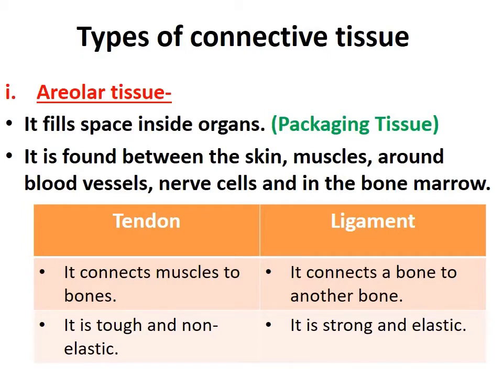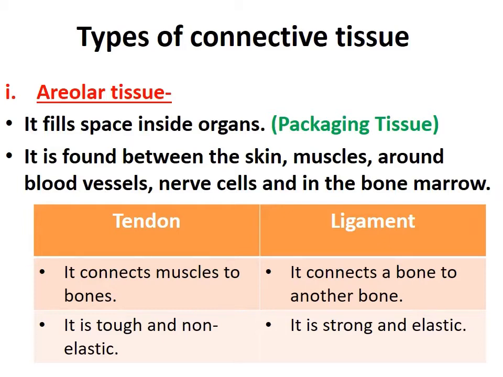It is also known as packaging tissue. Why it is called packaging tissue? It is called packaging tissue because it fills the space inside the organs. My dear students, the multicellular organism, I told you, the fundamental unit of life is cell. So multicellular organism is made up of cell. Cells group together to form tissues. Tissues group together to form organs. And if the organs have some spaces inside them, then those spaces are filled by areolar tissue.